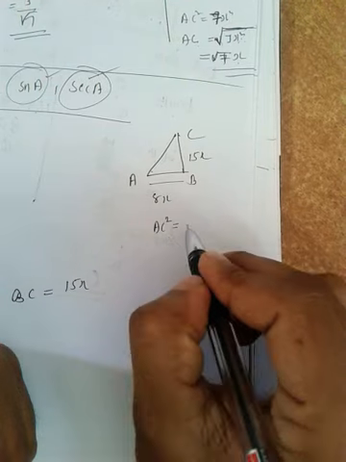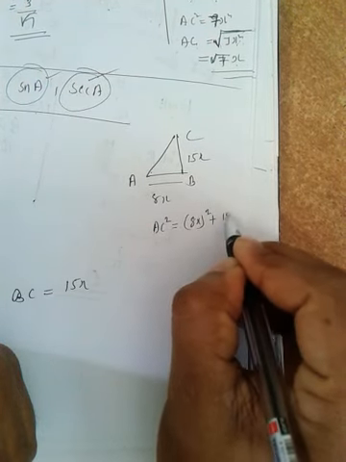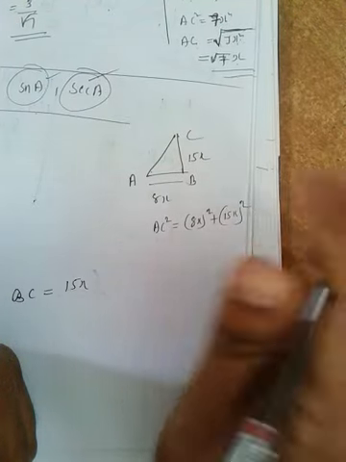So AC square will be base square 8x square plus height square 15x square. Any problem? Is it clear for you?